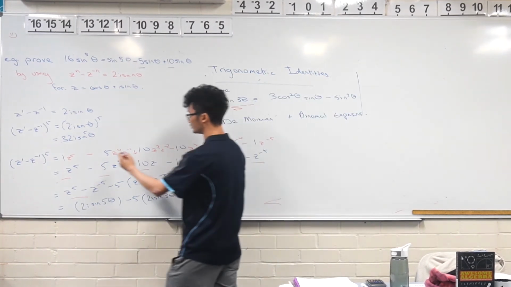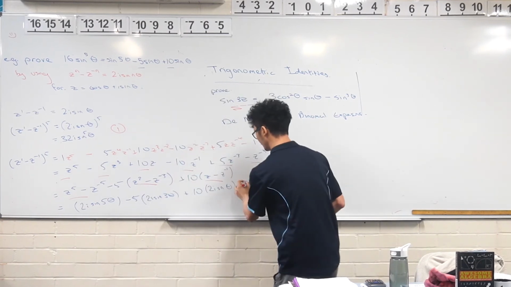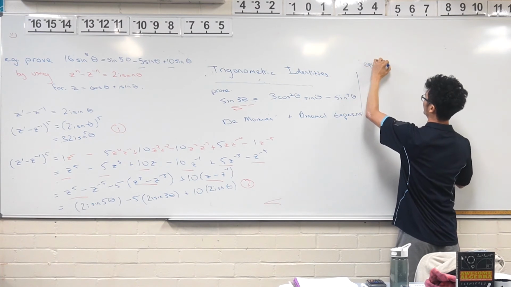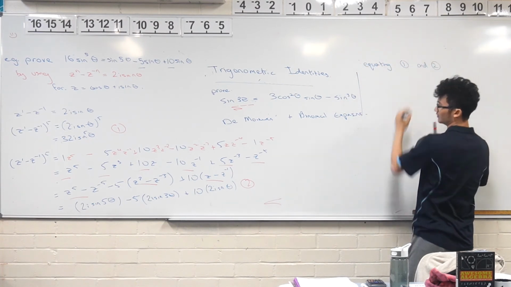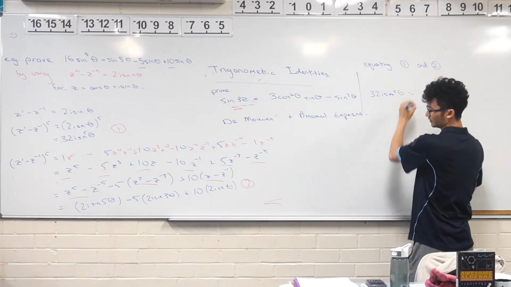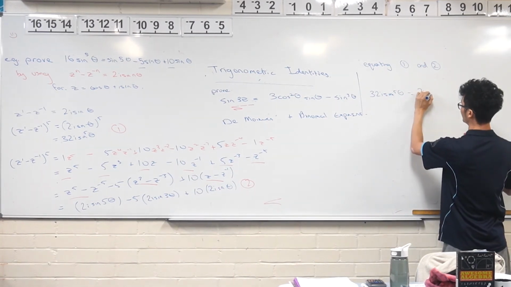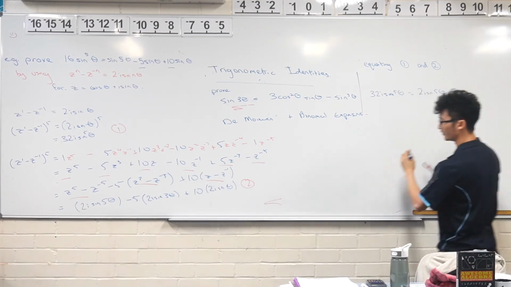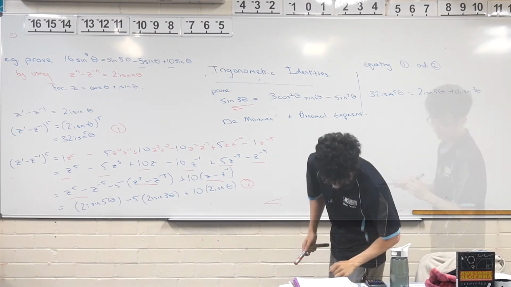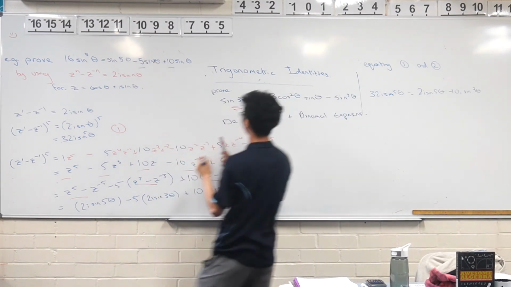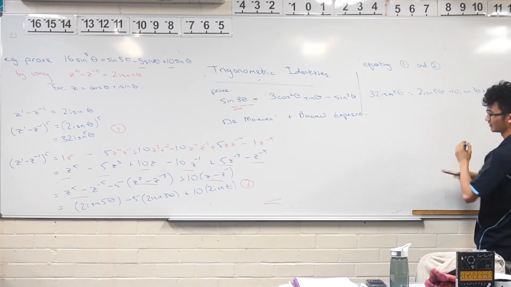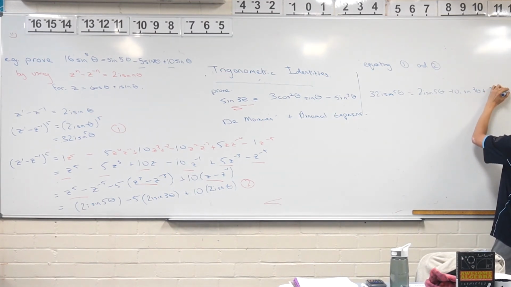What I'm going to do now is take these two expressions. You can say this is equation 1, this is equation 2, and equating 1 and 2, what have I got? I've got 32i sin^5 θ is equal to 2i sin 5θ minus 10i sin 3θ. Oh, there's meant to be a 3 over here, sorry. And plus 20i sin θ.